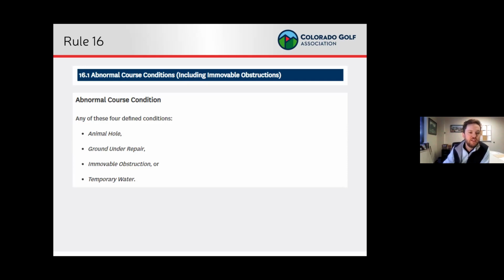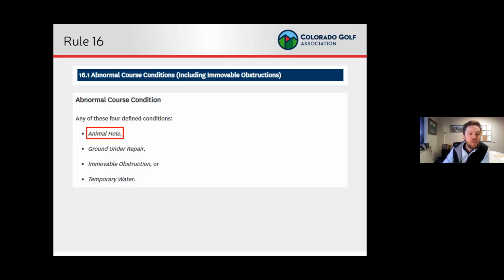So if you see an immovable obstruction, that's an abnormal course condition. So again, I don't know why it says abnormal course conditions, including immovable obstructions. That's already in the category of abnormal course conditions. Again, it's like a BLT including bacon. Like, yeah, it's part of the whole thing as in the name. So I'm not sure why they do that, again, unless it's to draw attention to it. Anyways, looking here, let's look at the first one, animal hole. Each of these conditions has its own definition. So we're going to look at those real quick.